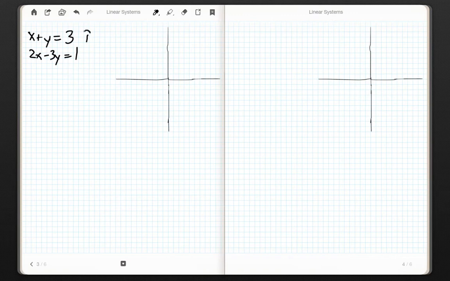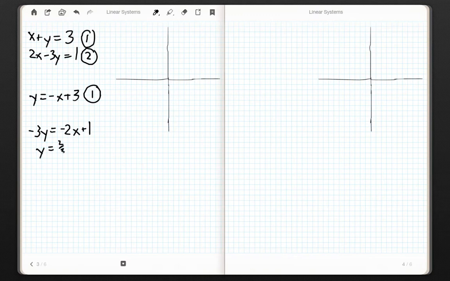So we don't get confused here, let's number them. Let's make this equation 1 and make this equation 2. So for equation 1, we'll move the x to the other side and get y equals negative x plus 3. So that is one graph. And for the second one here, we will move the 2x to the other side and get negative 3y equals negative 2x plus 1. Divide both sides by negative 3. Y equals 2/3 x minus 1/3. And that is the second line we will be graphing. So now let's graph the first one.